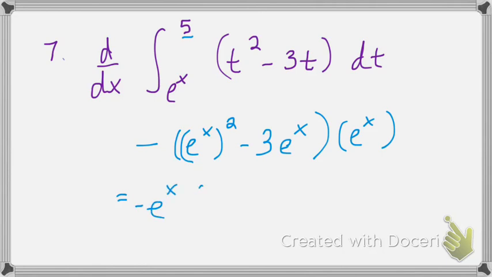I'm going to put that together. Whenever you're raising to powers, you multiply exponents, so that's e to the 2x minus 3e to the x.